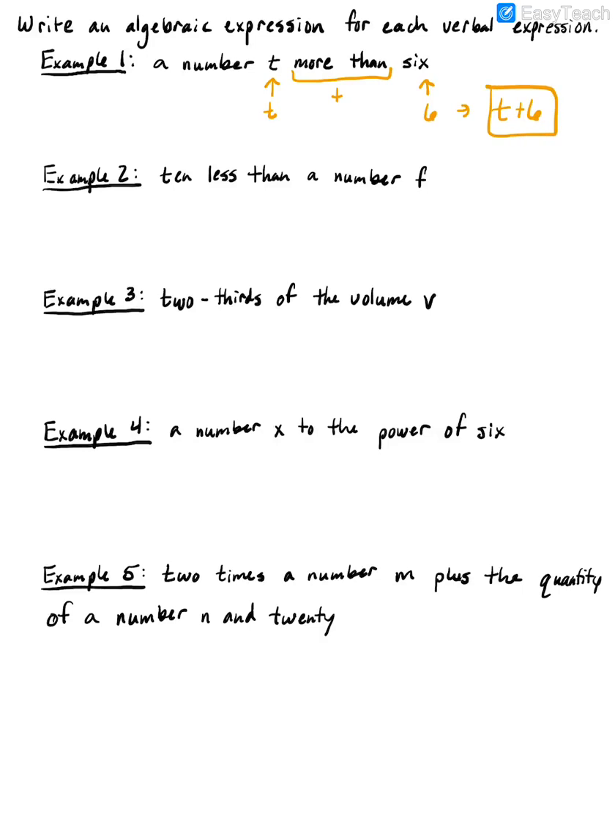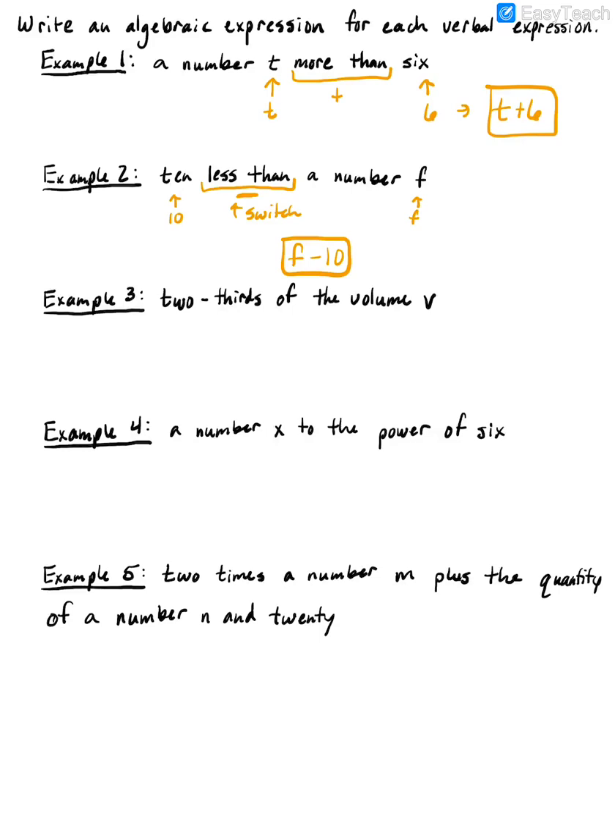Example 2, I see that there's a 10. Less than would suggest that there's a minus sign here. And then F would be my letter F. But this would also tell me to switch, because of the words less than. So then I would come up with F minus 10.